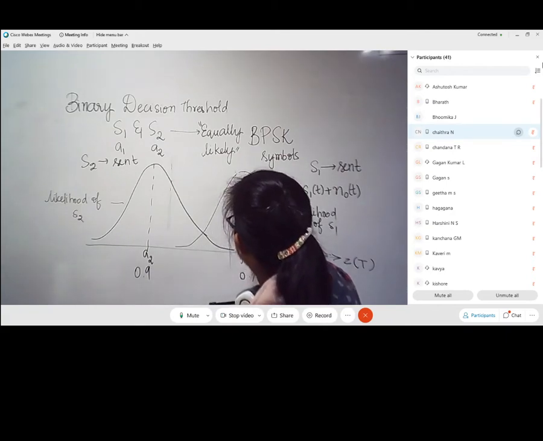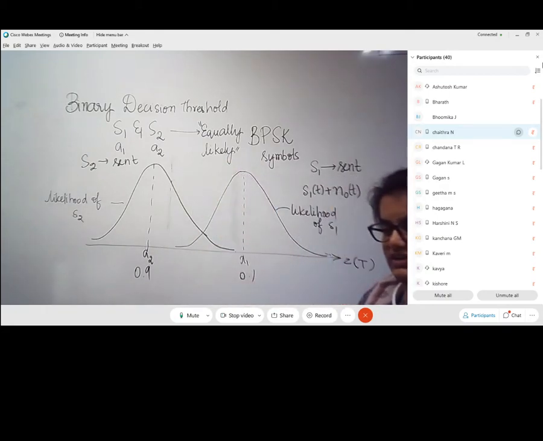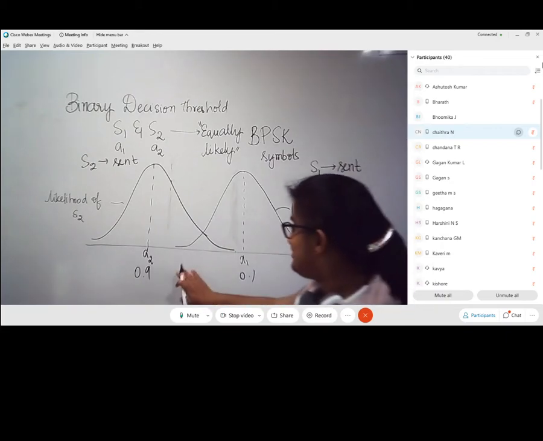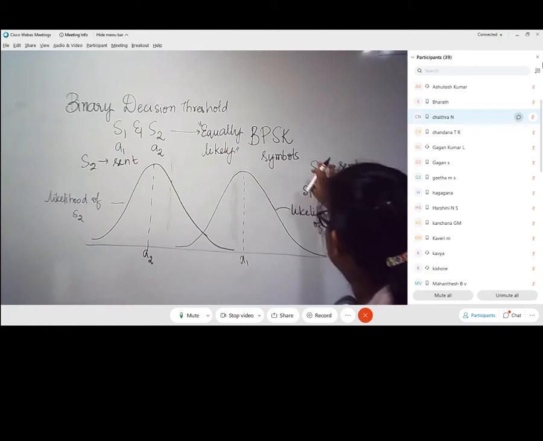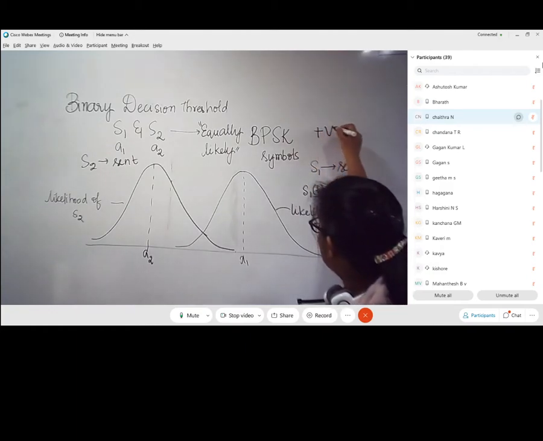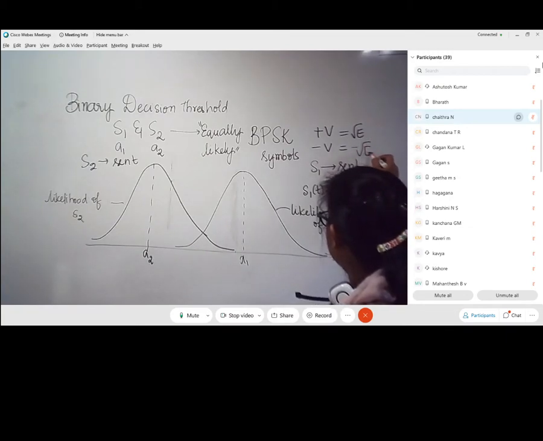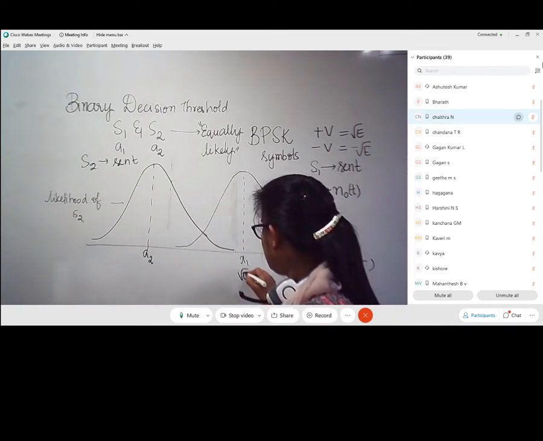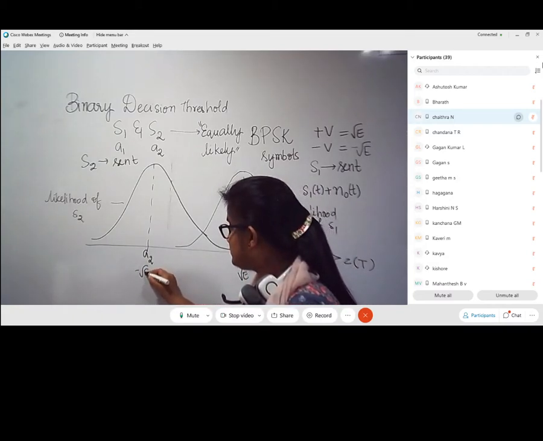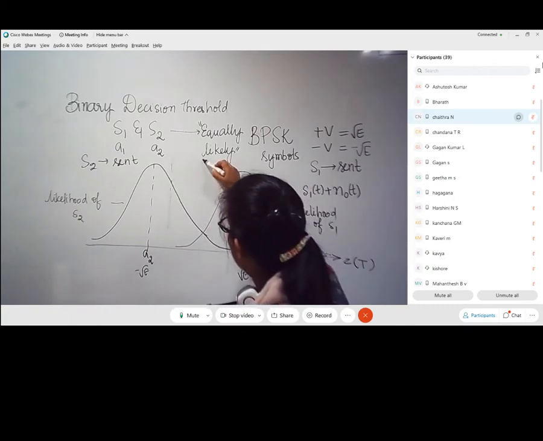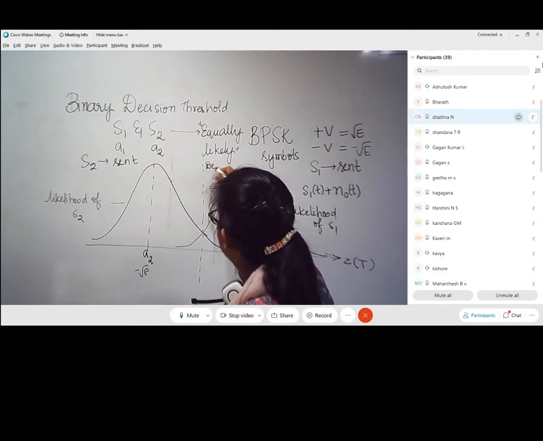So the information that the two symbol occurrences are equally likely is a very, very important thing. Now that we have said that they are equally likely, considering they are BPSK symbols, one will have positive voltage, which is root E, and the other will have negative voltage because it is 180 degrees out of phase, so its amplitude will be minus root E. So one will be plus root E, the other one will be minus root E. The decision threshold happens to be exactly in the midway between the two amplitudes. This is the decision rule.